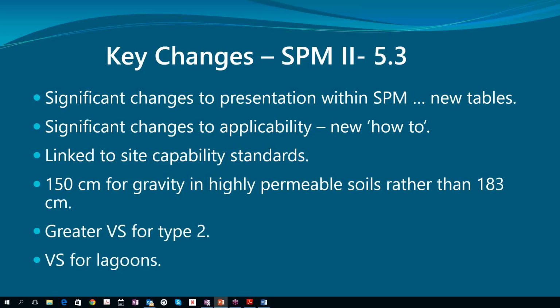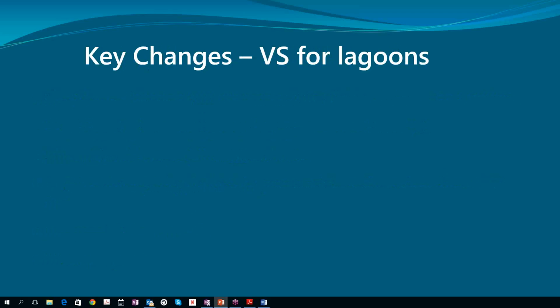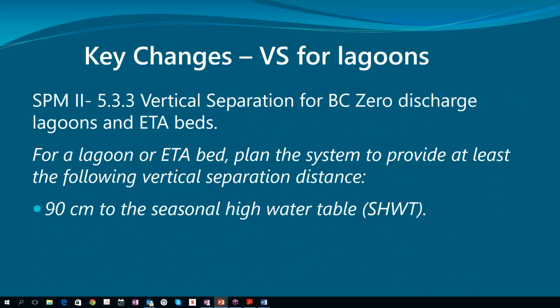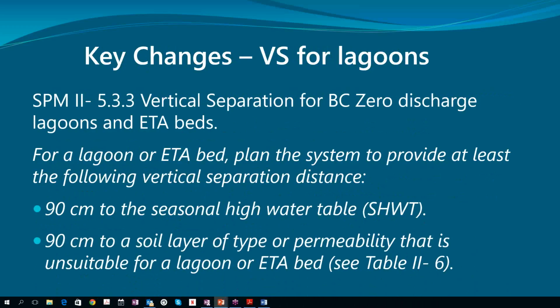And there's now vertical separation for lagoons, and it is 90 centimeters. So for lagoons and evapotranspiration absorption beds, it's 90 centimeters to seasonal high water table, or 90 centimeters to a soil type that's no good for a lagoon, like sand. In other words, now sand becomes a limiting layer, not because it's restrictive, but because it's not suitable for a lagoon. So that means 3 feet below the bottom of the lagoon.